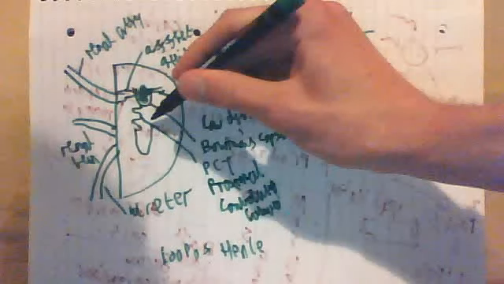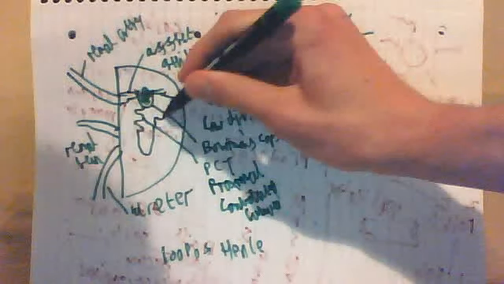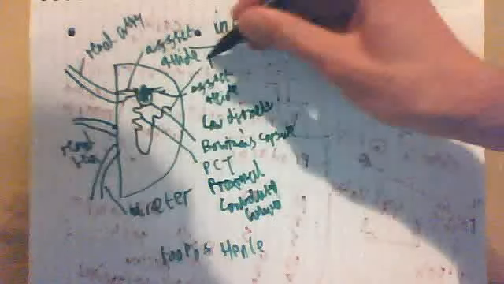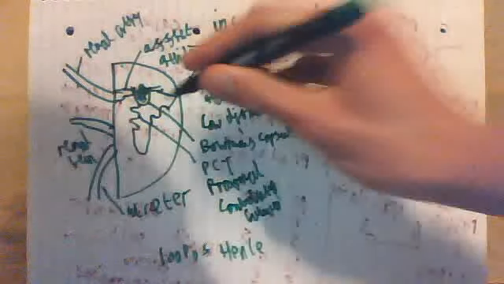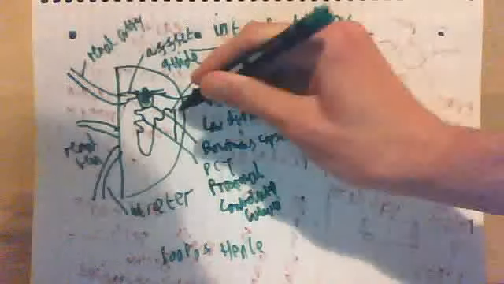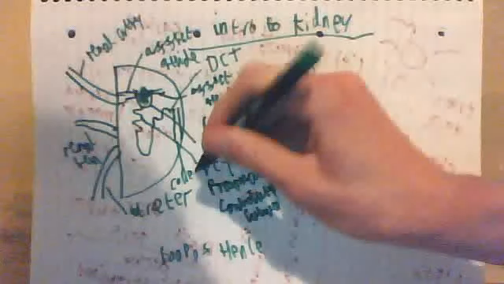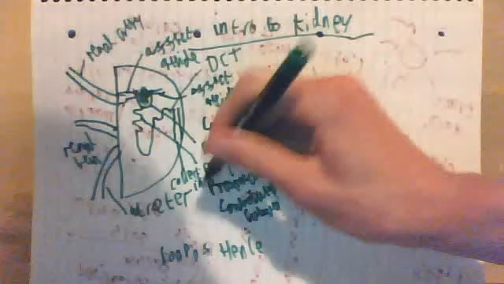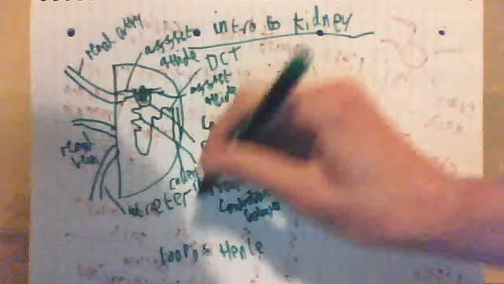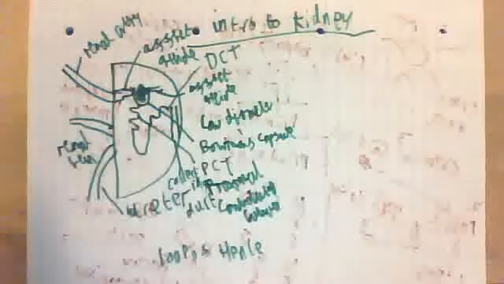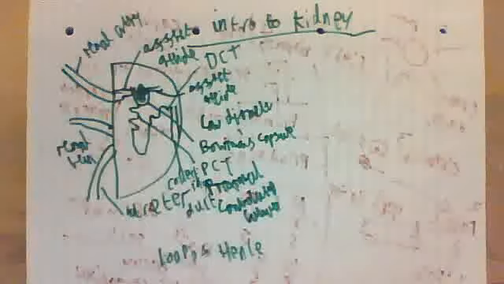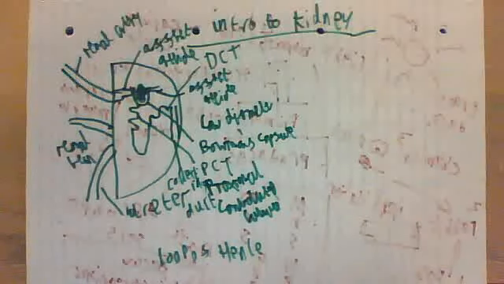And then after it's gone through the loop of Henle, it goes through something called the distal convoluted tubule, abbreviated to DCT, and it then goes into something called the collecting duct. Right. Okay. So these are basically all the basic structures of the kidney, essentially. I've labelled this ureter. Yeah.